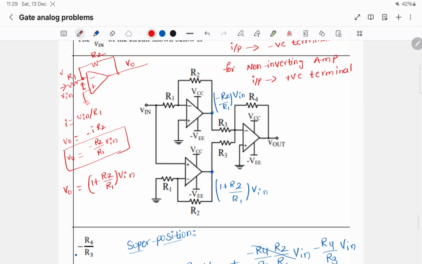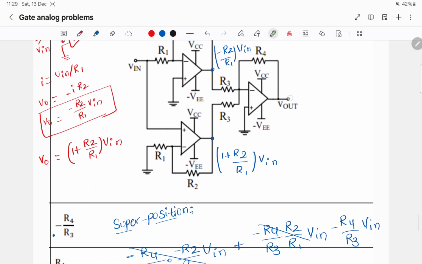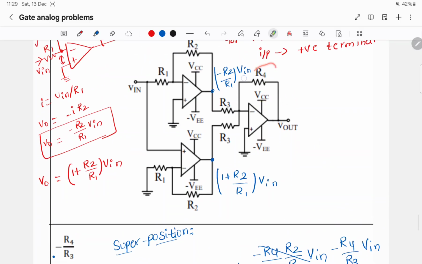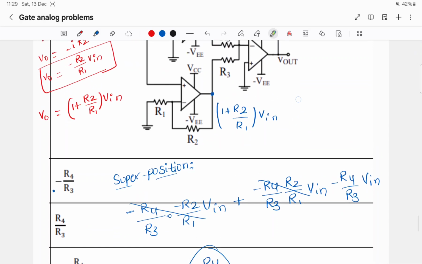So by these two simple rules, we can clearly see here that this is an inverting amplifier. So the output node voltage here will be minus R2 by R1 times of Vn, and this is a non-inverting amplifier, and the output node voltage here will be 1 plus R2 by R1 times of Vn. And here we have an inverting amplifier again. We can use the superposition theorem to find out Vn.